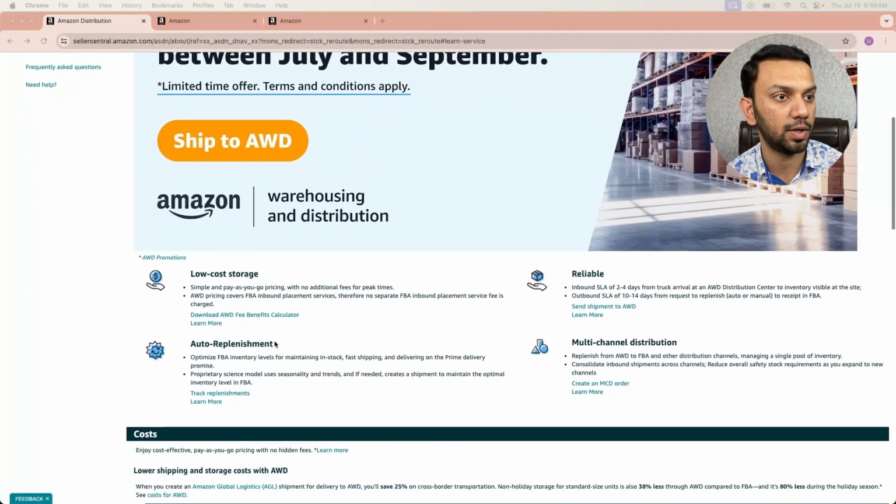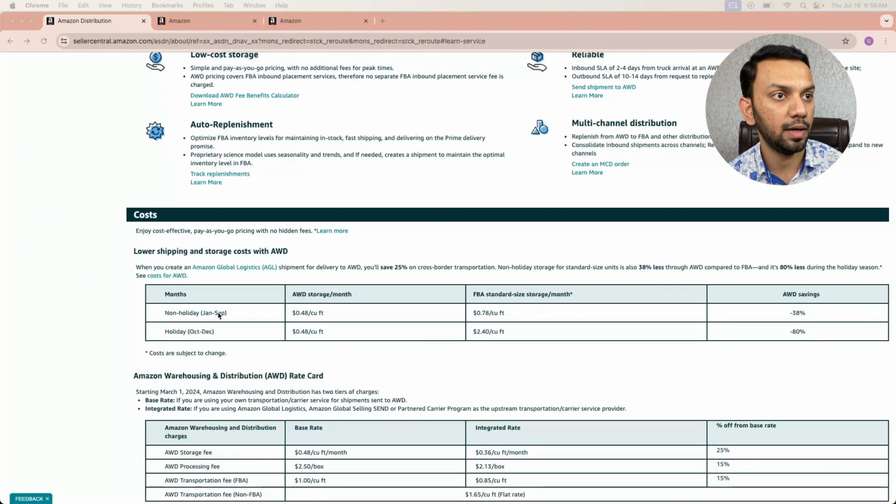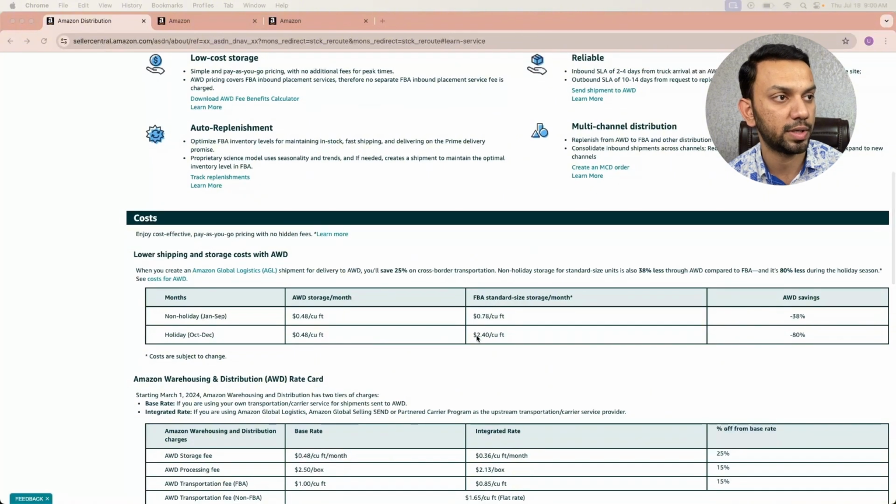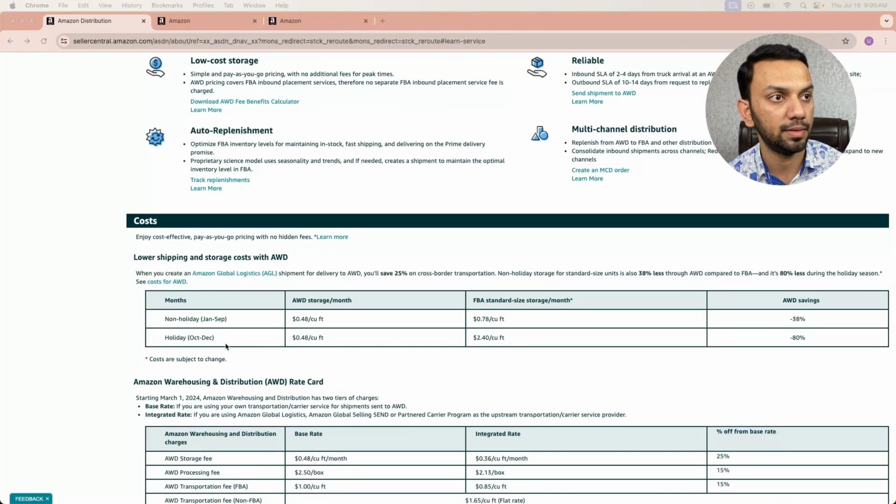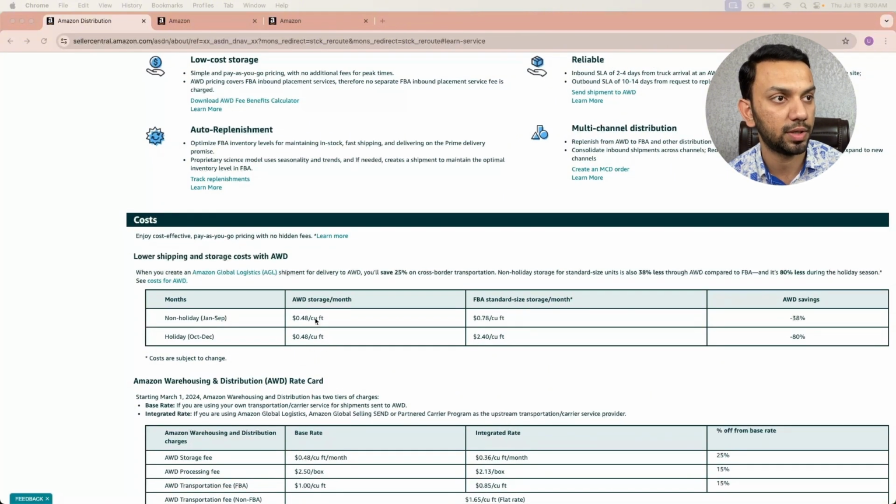Then if we go down, here is the cost part. From the first to third quarter of the year, the storage is around 48 cents per cubic foot, and Amazon is giving a comparison with FBA, which is 78 cents. And the good part is in Q4, while the FBA storage charges almost get tripled, it is going to be the same for AWD. This is what we can see here, and Amazon is giving a cost comparison.